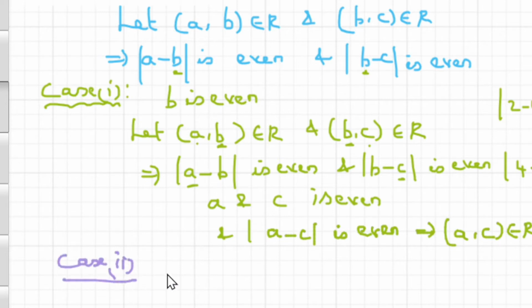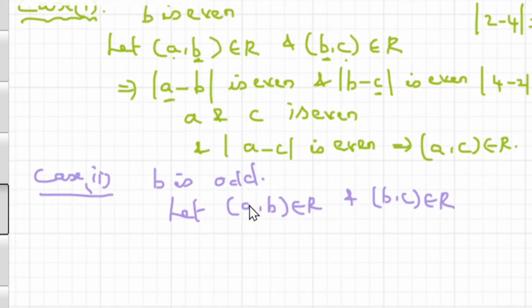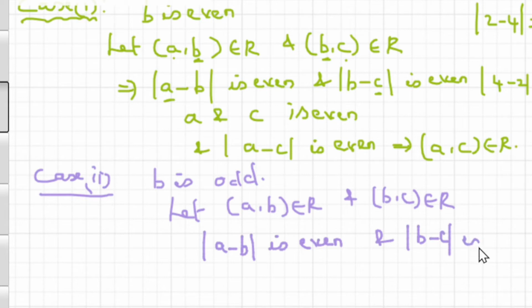If B is odd, then let us consider (A, B) belongs to R and (B, C) belongs to R. Then this means the difference of that is even, isn't it? (A, B) belongs to R means the modulus of A minus B is even. We know that this is a condition. And here also B minus C is even.